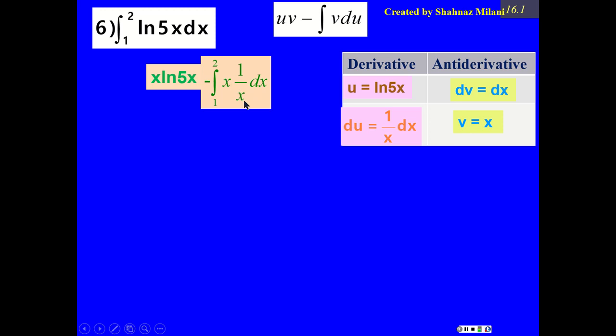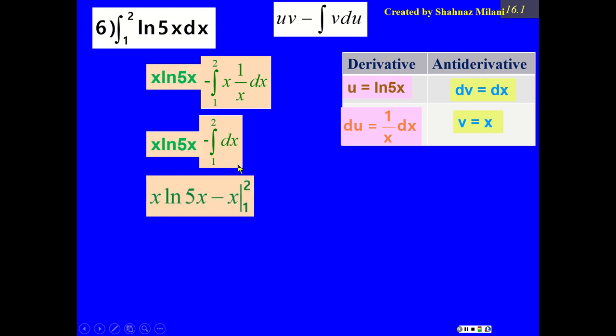Now, let's clean up before we get the antiderivative right here. This x by this x is gone. I like to write down what is left, and then I would get the antiderivative. Now, the antiderivative of dx, a few minutes ago we talked about it. dv became dx, the antiderivative of dx is going to be x. Then we are trying to find the area between 1 to 2.